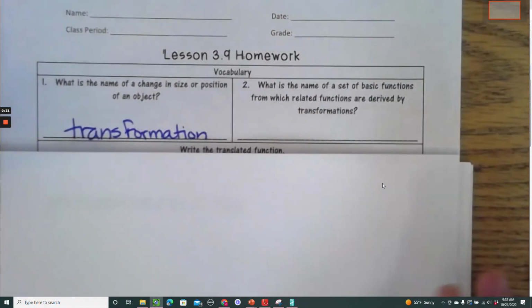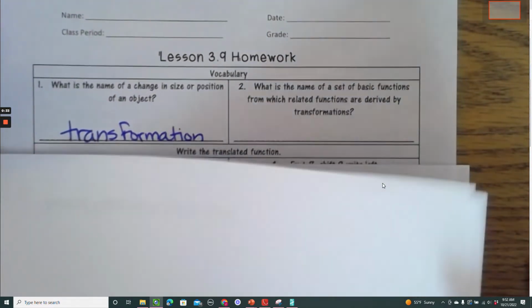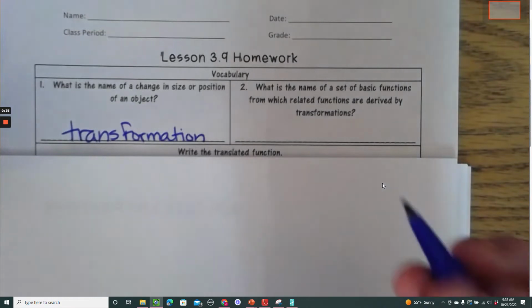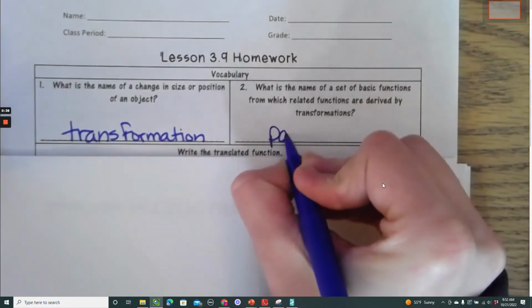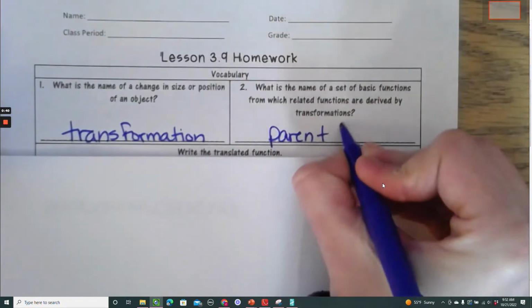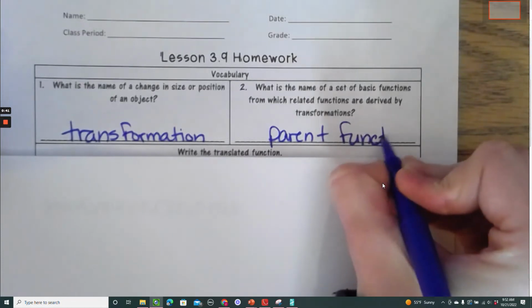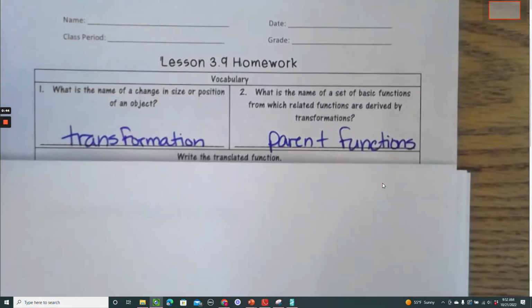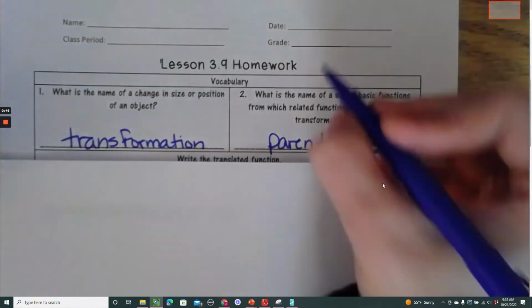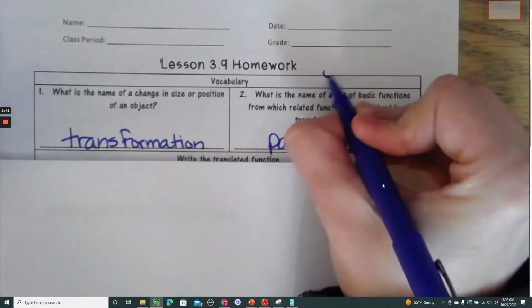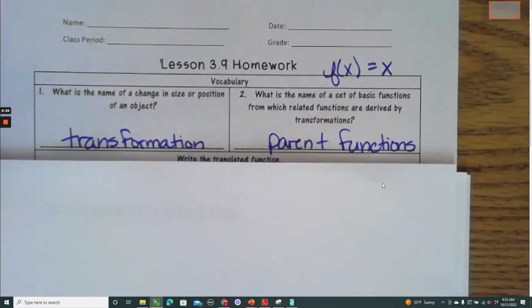And then two, what is the name of a set of basic functions from which related functions are derived by transformations? These are called parent functions. And the parent function for a linear function, what we've been doing, is f of x equals x. Sorry, it froze. That's the parent function.